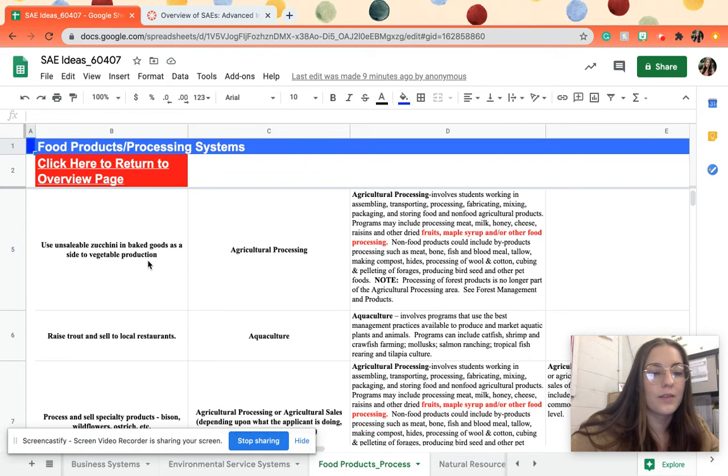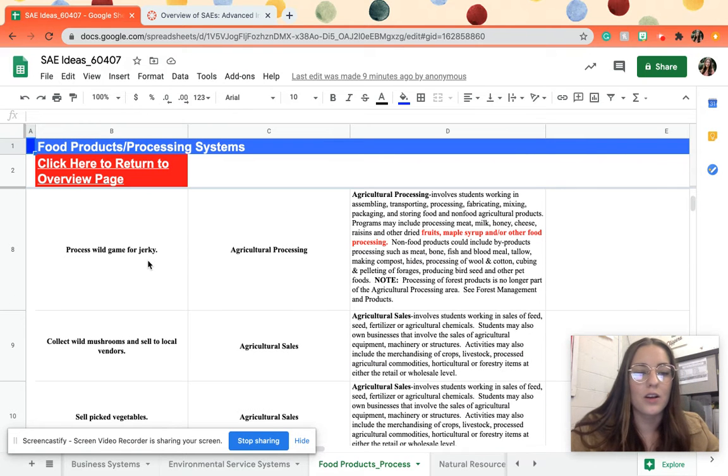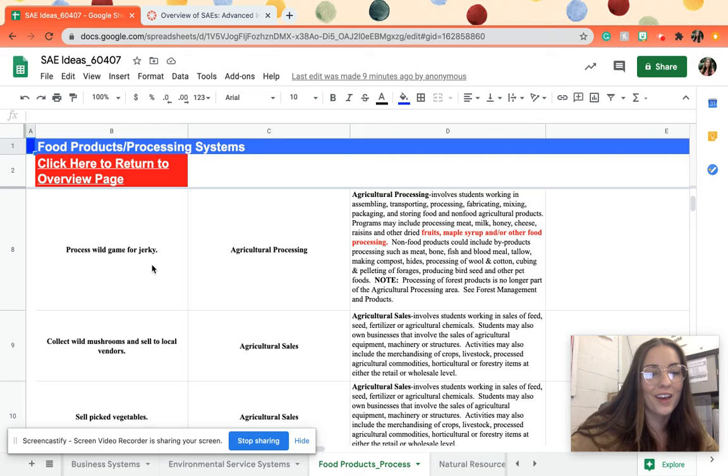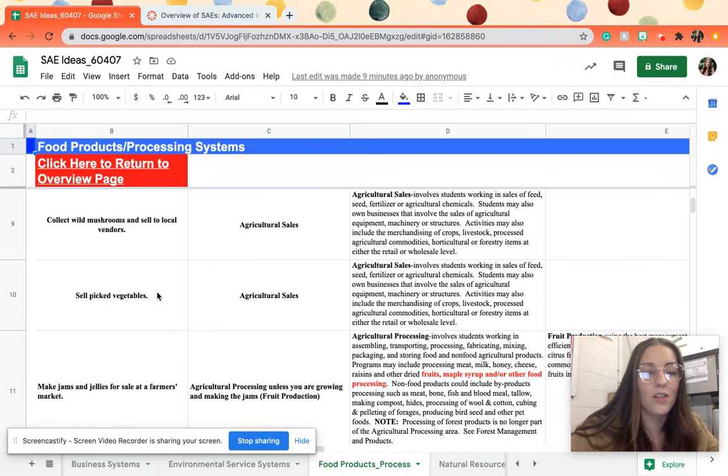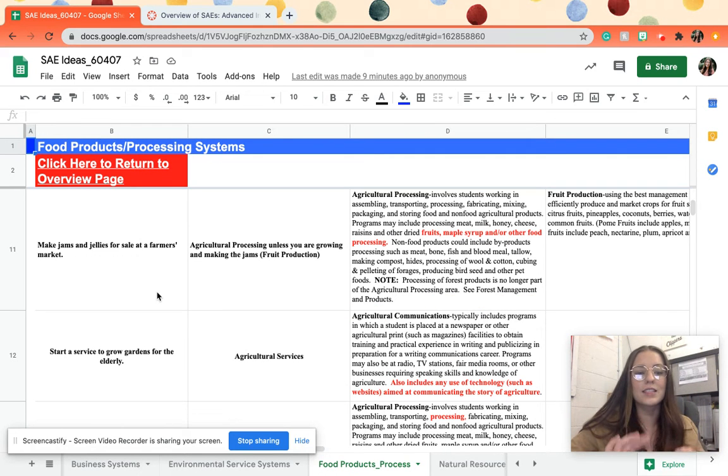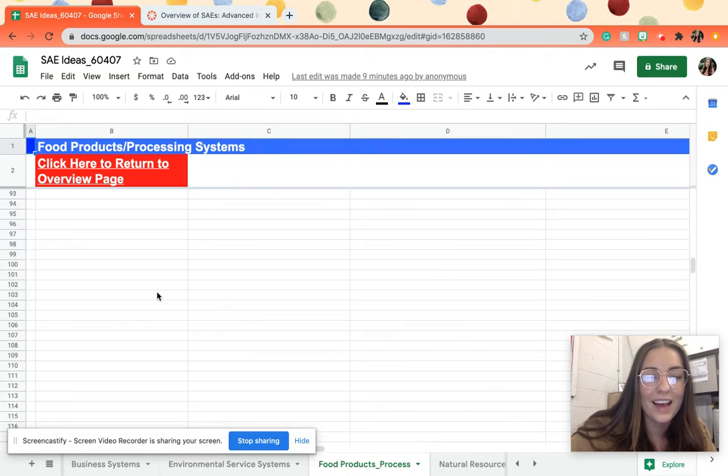I could raise trout and sell to local restaurants. I could process wild game for jerky, so I could create my own jerky. Collect mushrooms and sell to local vendors. So these are all different things I can do as my SAE project. There are a ton of them.